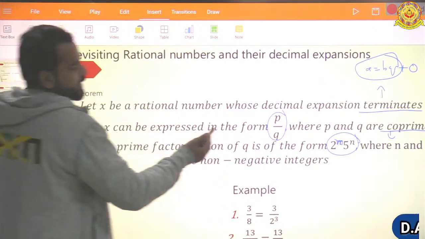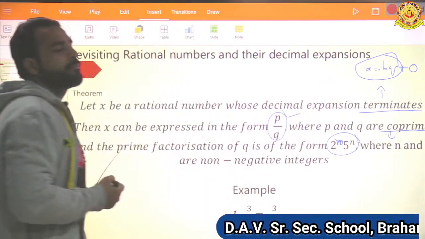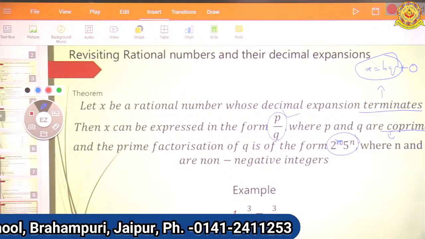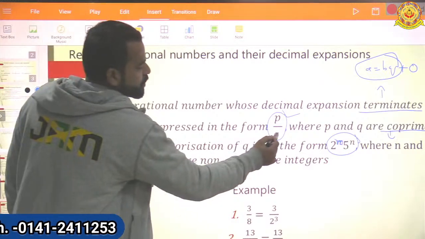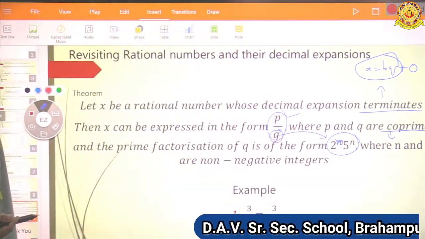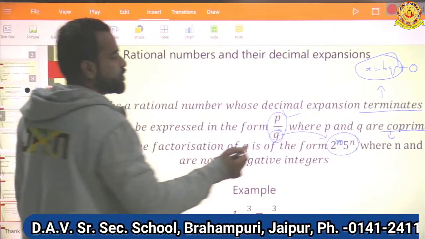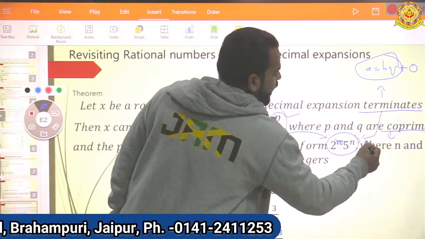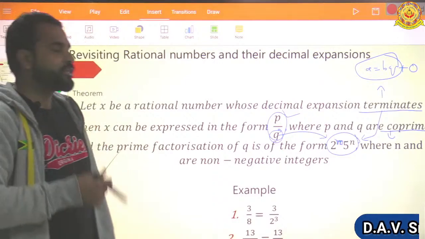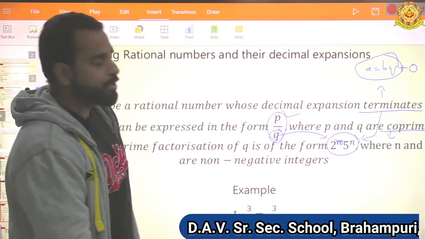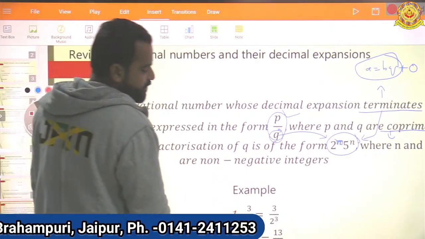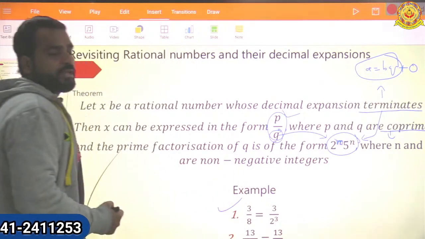Okay, so we studied that if any number is terminating, it can be represented in the form of p upon q, where p and q are co-prime, and the prime factorization of the denominator is in the form of 2 raised to the power m and 5 raised to the power n. This shows that all terminating decimal expansions have the denominator in the form of 2 raised to the power m and 5 raised to the power n, where n and m are non-negative integers. Look at this example, 3 upon 8.